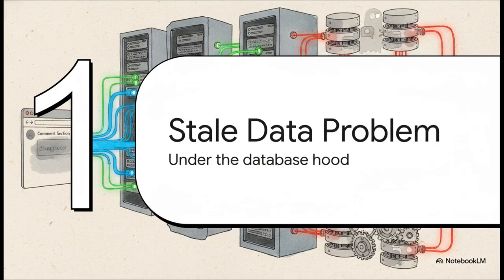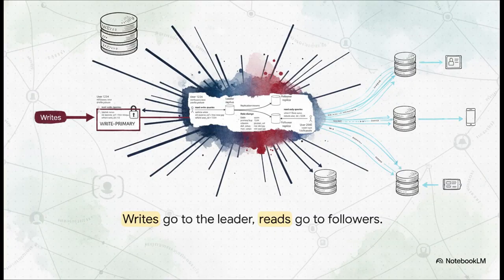Section 1, the stale data problem. Looking under the hood of a distributed database. And this brilliantly illustrates the core architecture. To understand where our disappearing comment actually went, we have to look at how modern systems scale using leader-based replication.